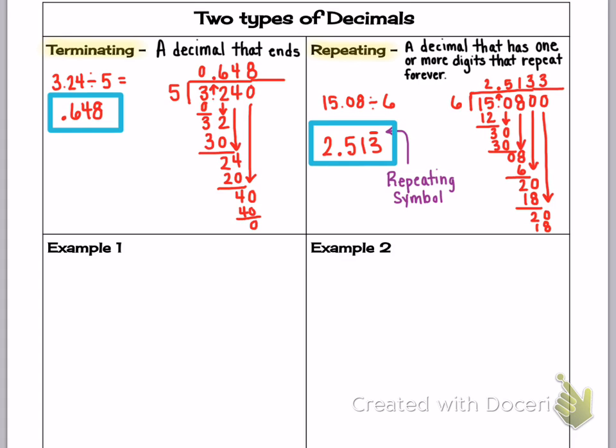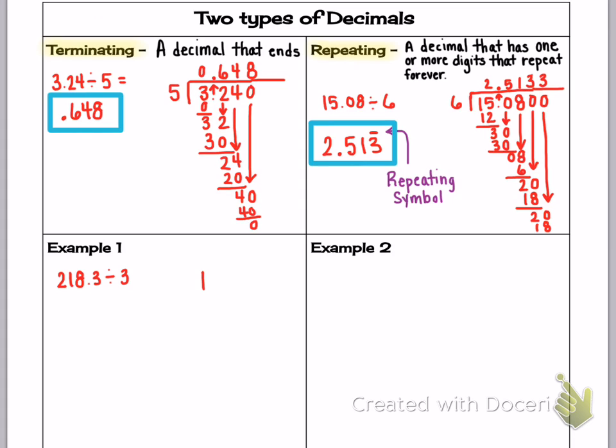Okay, so we are going to do 4 more problems. I'm going to give you the problem. You're going to stop and do it, and then come back and check that your answer is right. Let's start with example number 1. I would like you to try 218 3/10 divided by 3. All right, try it out. See how you do.